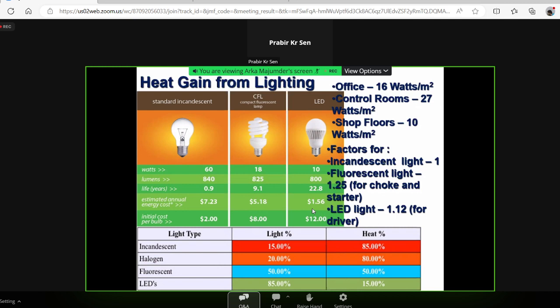So for the same amount of lighting, you were using 60 watt heat load for AC heat load calculation, 22.5 watt heat load for fluorescent light, and only 11.2 watt heat load for LED bulb application.